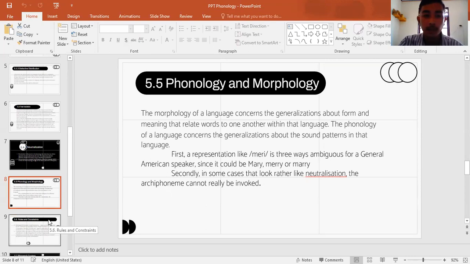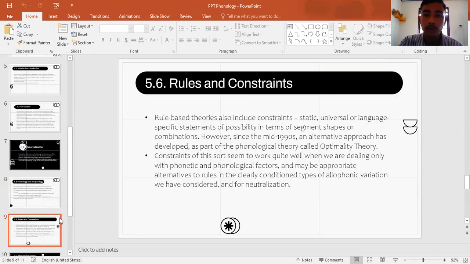Okay, the next material, Okta will do the presentation. Okta, time is yours.